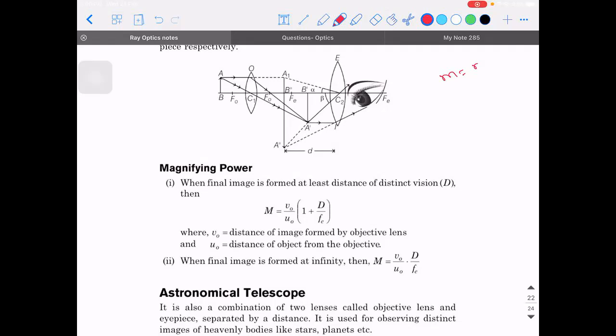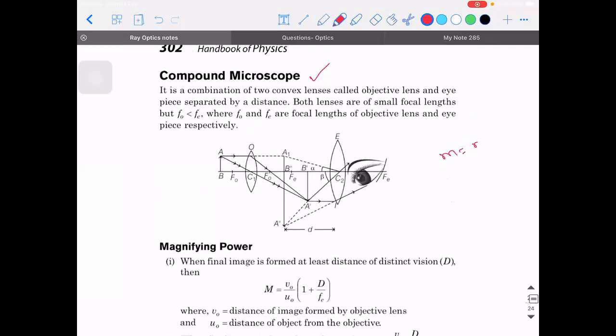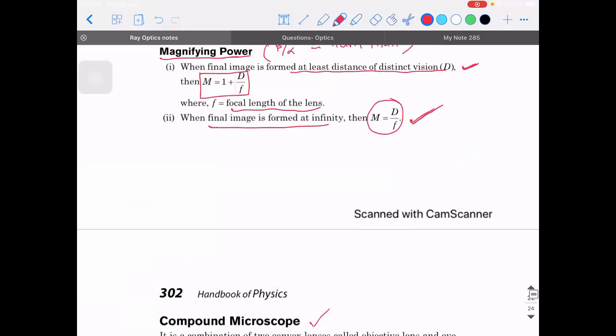Sir, what is this telescope, sir? The telescope, a compound microscope. Oh, okay, sir. Compound microscope, it magnifies. In a simple microscope, the magnification is very small.